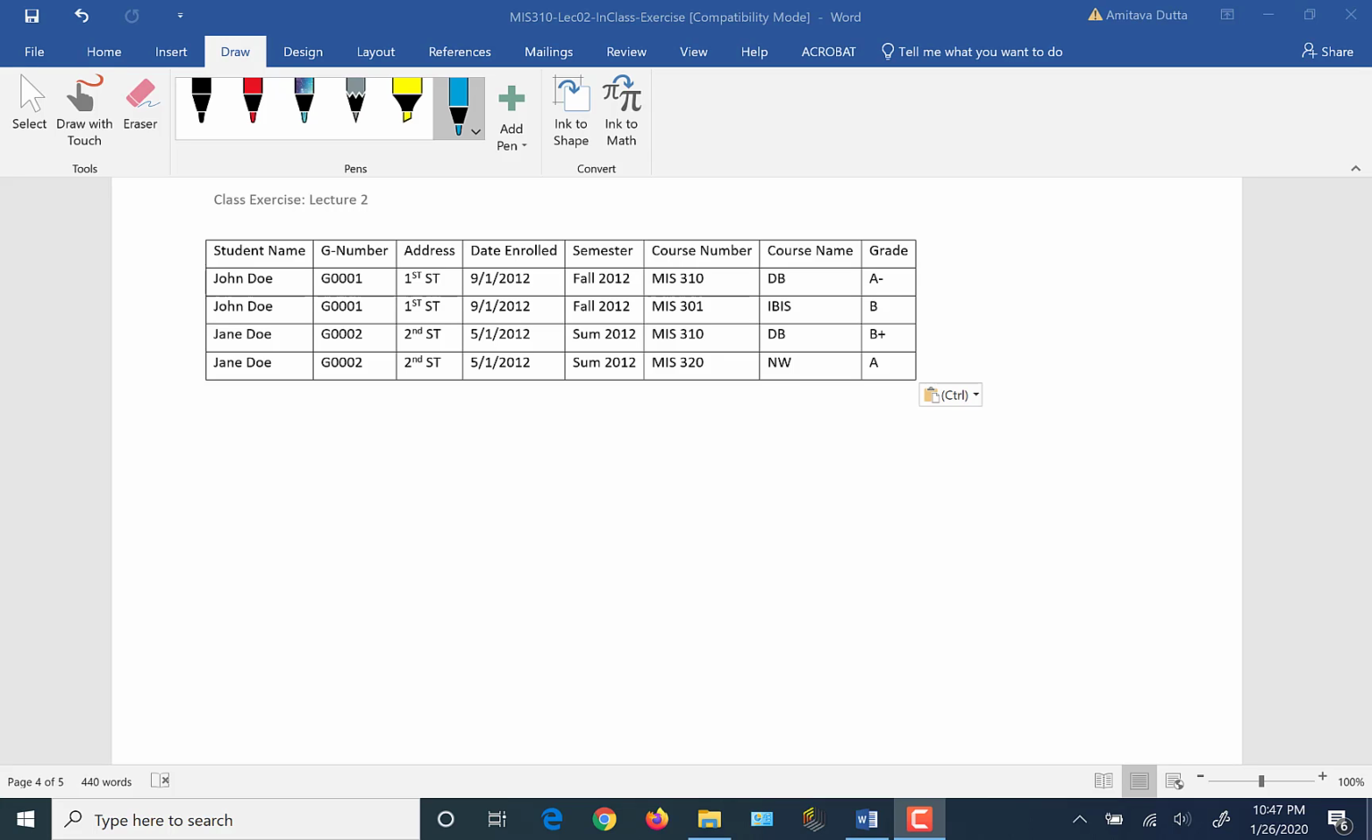In the previous tutorial, we introduced the concept of functional dependencies, and we said that this concept is absolutely fundamental to normalizing tables. In this tutorial, we will apply the concept of functional dependencies, and we'll try to identify what functional dependencies are present in this table that you're seeing in front of you.